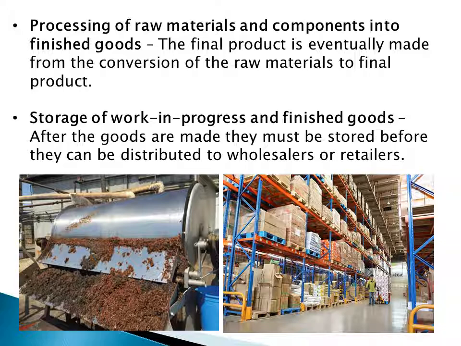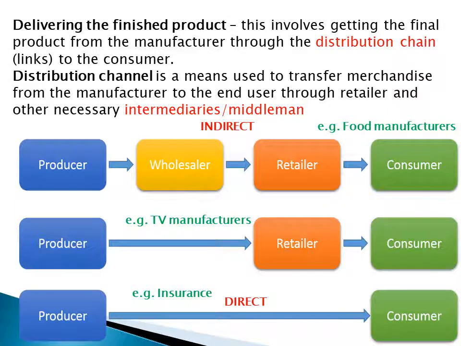And then you have the storage of the work in progress. Work in progress means the good has started being processed but is not finished. So it's work in progress. And then you have the finished good, which is the finished packaged good that is ready to be distributed and sold, which is also going to be stored, right? Once these are completed, meaning processed and stored, it is then in a state where it can be distributed to wholesalers or retailers so that consumers can purchase. Then we have the delivery phase of supply chain.